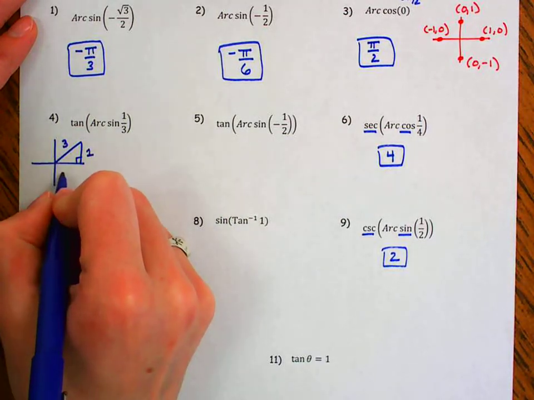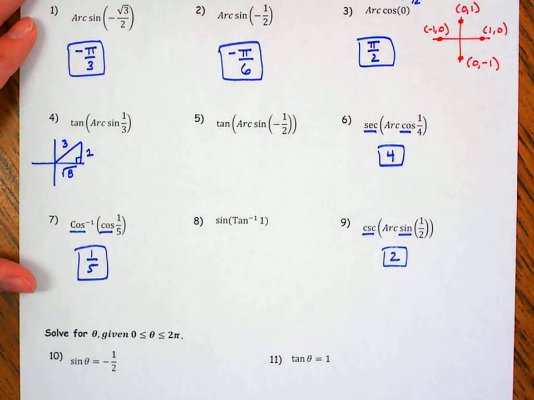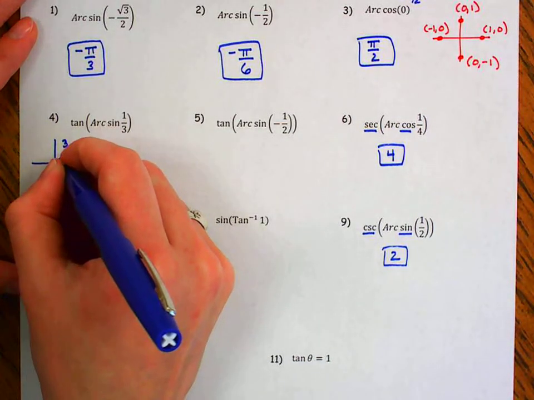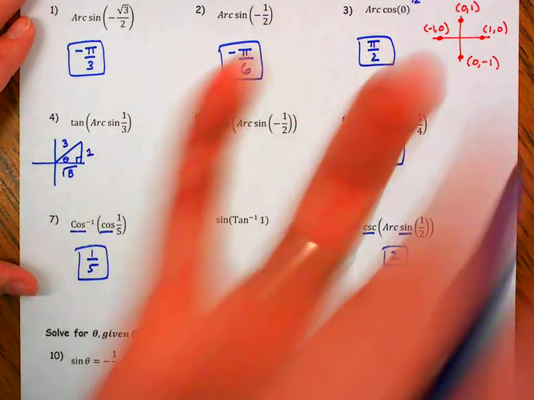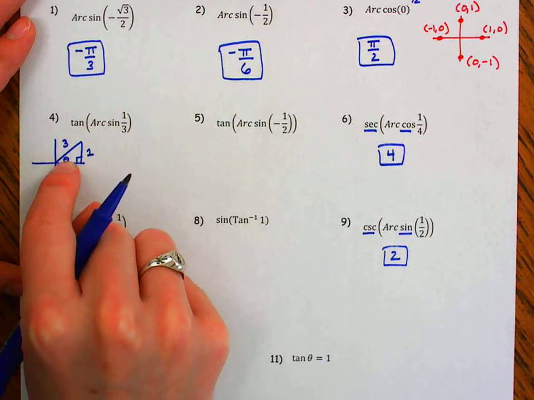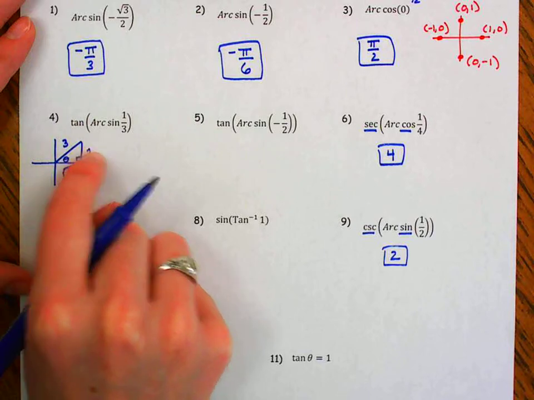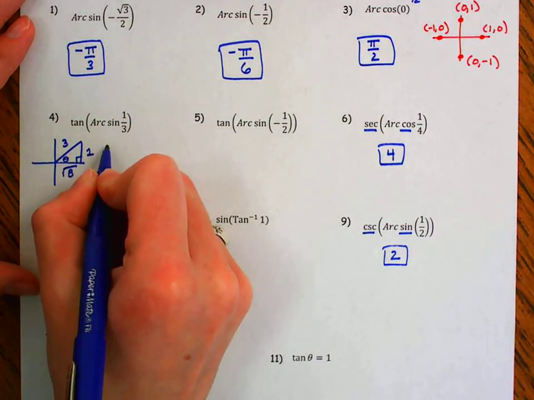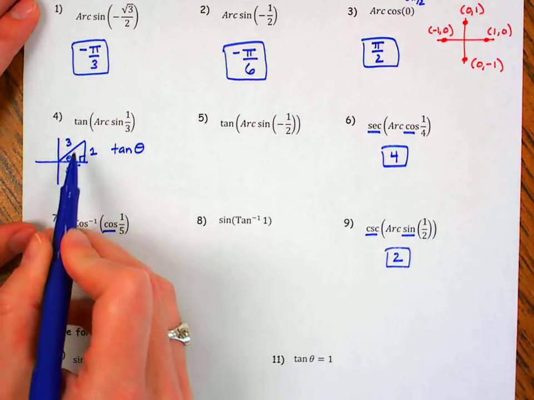If I do the Pythagorean theorem, just for the sake of time, I'm not going to. You can do it. You should get root 8. So theta. Okay? The answer to an inverse trig thing is going to be an angle. So we're saying that theta is the angle where this is true, because sine of theta is going to be 1/3.